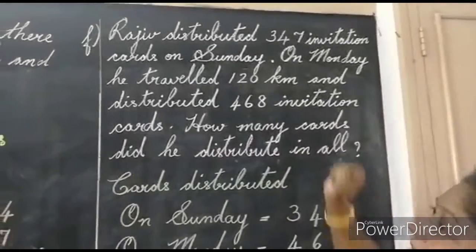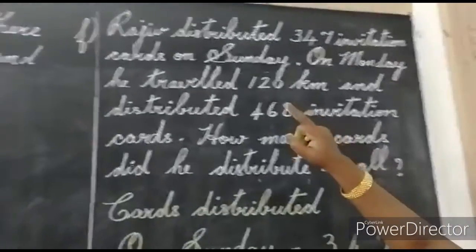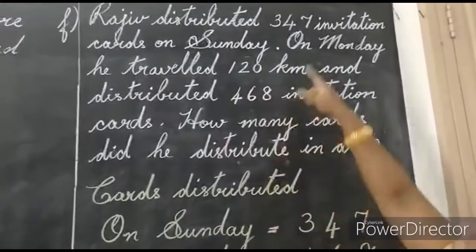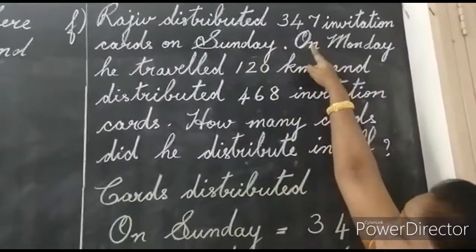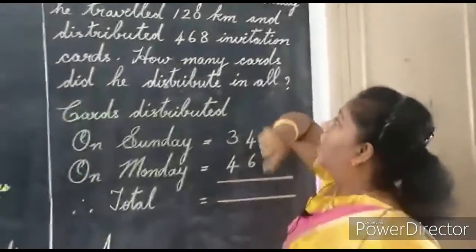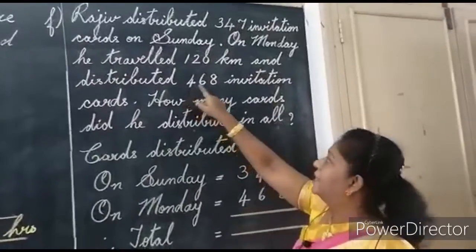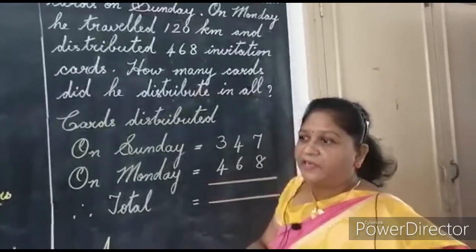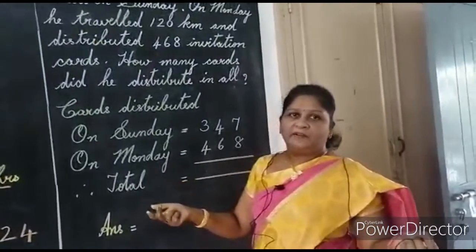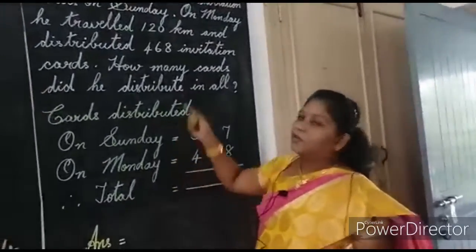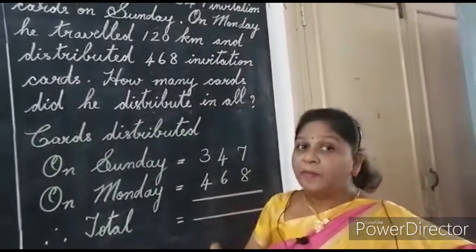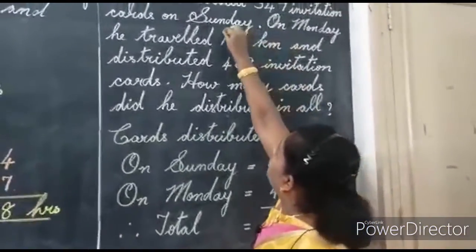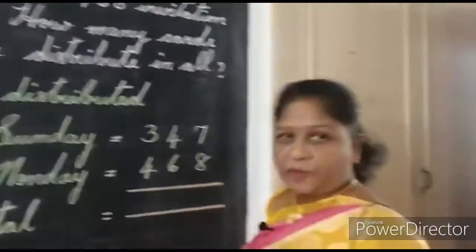Anyway, let us check. What is the extra number before going to the sum? So Rajiv has some cards. Maybe for his birthday, he is going to invite his friends. On the first day, that is on Sunday, he has given 347 cards. On Monday, he has given 468 cards. He travelled 120 km. Why do we need that kilometer? Where did he go? Or how did he go? The distance covered. All that is not needed. They are asking in the question, how many cards did he distribute in all? They want only the card number. So this is an extra number given. 120 km is the dummy number or the extra number given.